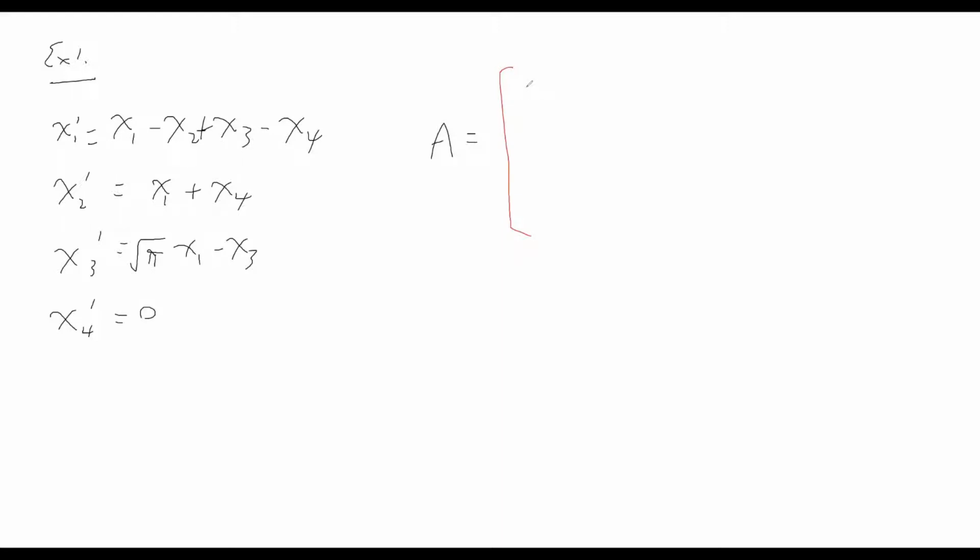So for the first row, we have 1, -1, 1, -1. These are the coefficients of x1, x2, x3, and x4. Moving on to the second one, we have 1, 0, 0, 1, because x2 and x3 are 0 in here. Then the third one, pi for x1, 0, then -1 for x3, 0 for x4. And the last one, x4 prime is 0, so 0 all the way. Okay, and we're done. That is the first example.